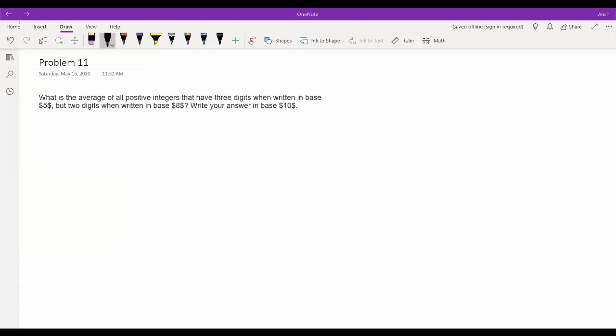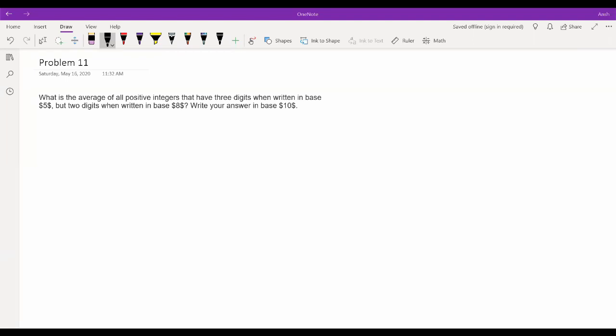All right, so our next problem. We'll be starting our problems on bases. Here it asks us, what is the average of all positive integers that have 3 digits when written in base 5, but 2 digits when written in base 8? And it asks us to answer in base 10.